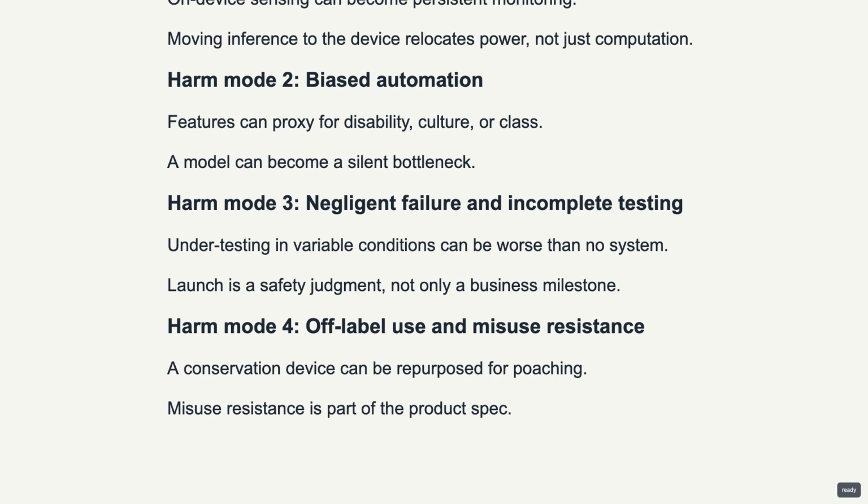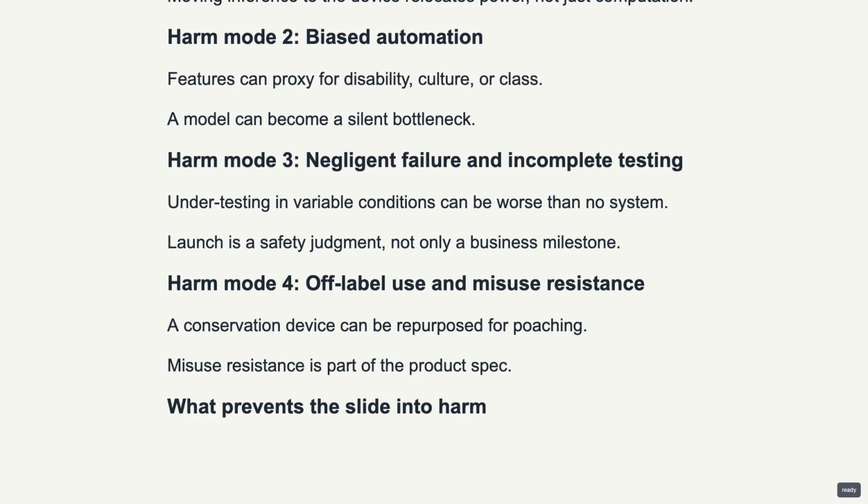Avoiding these failures takes more than a better model. The real protection comes from people, process, and repeated review that can catch risk before it hardens into product behavior.